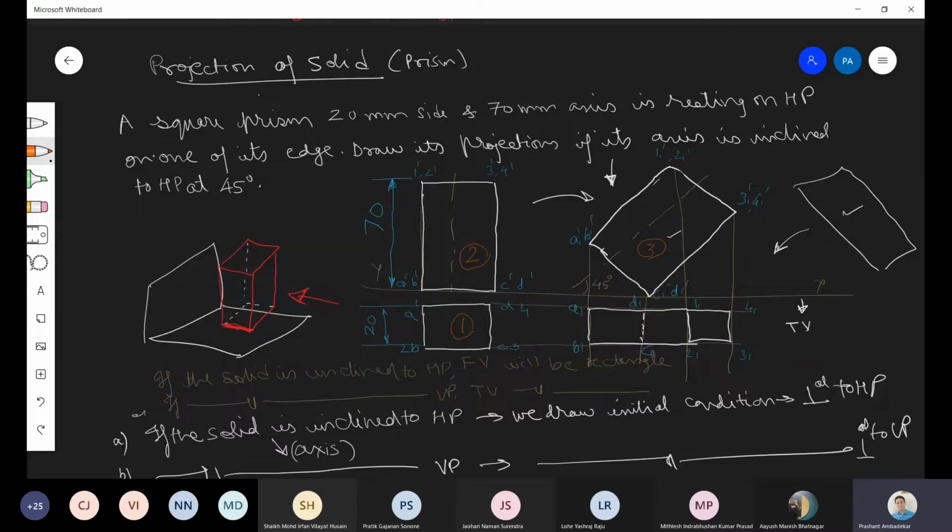So how will you draw? We'll note this point here, C dash, D dash. फिर यहाँ से we will draw a line, this line, A dash, which line? A dash, B dash, C dash, D dash, this horizontal line. But this should be drawn at what angle? 45 degree, because the axis is making 45 degree. So this is how much? This is always 90 degree. So this has to be 45. So this will also be 45.